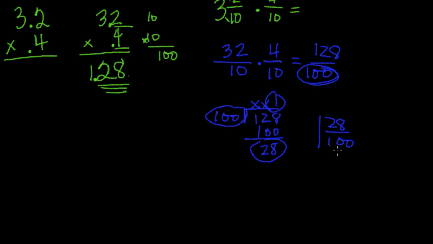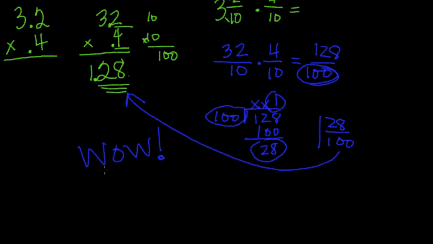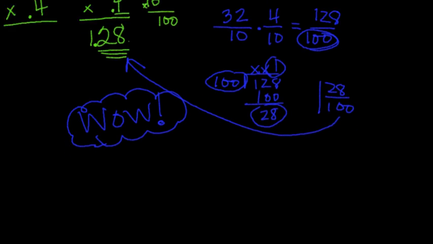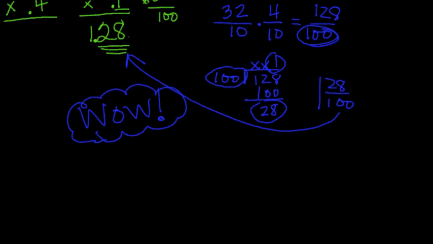Wow, compare those two answers. One is written as a fraction and one is a decimal, but it's the same exact thing. It's amazing. Math is not a magic trick. So you could use multiplying fractions to help you answer with decimals.